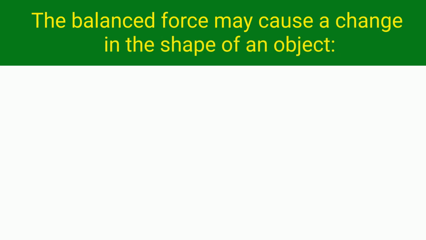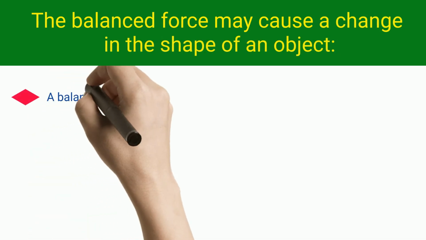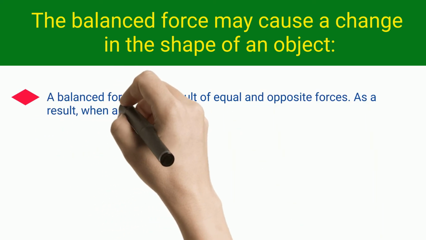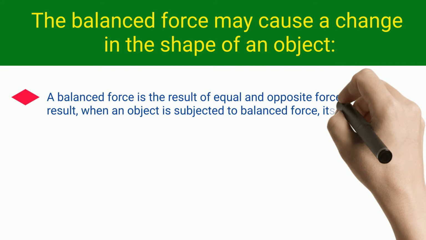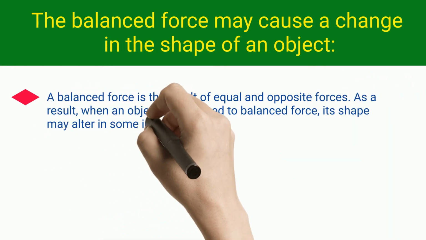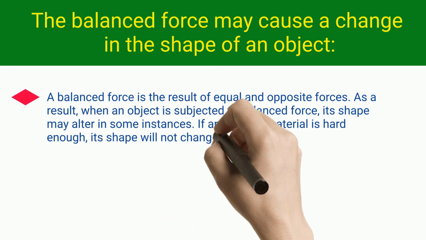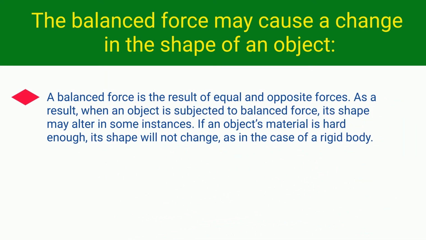The balanced force may cause a change in the shape of an object. A balanced force is the result of equal and opposite forces. As a result, when an object is subjected to balanced force, its shape may alter in some instances. If an object's material is hard enough, its shape will not change, as in the case of a rigid body.